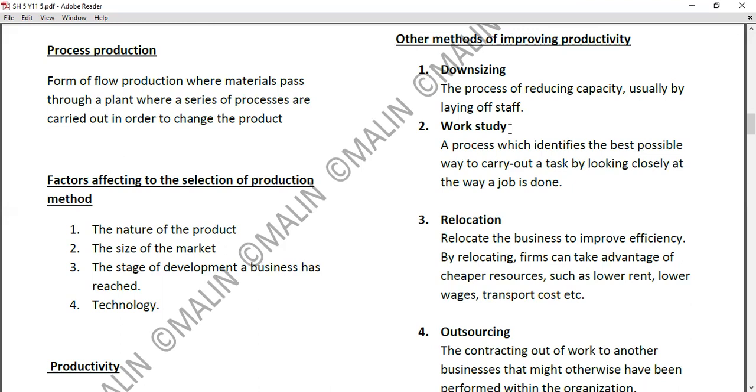Second one is work study. Work study is a process where they identify the best possible way to carry out a task by looking closely at the way the job is done. So you can have some consultant, called a work study officer, and the work study officer will be checking everything, like an analysis. Normally you can see this is very similar to situations in a game, some sports like cricket, football, rugby, you name any game.